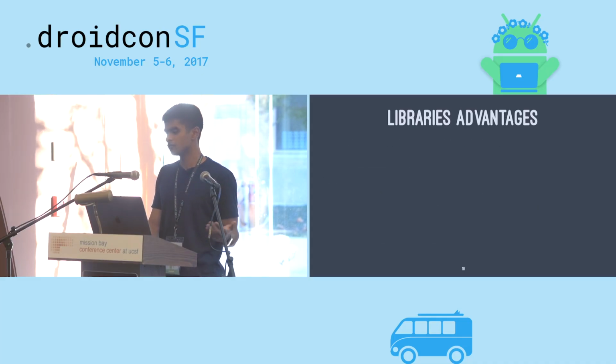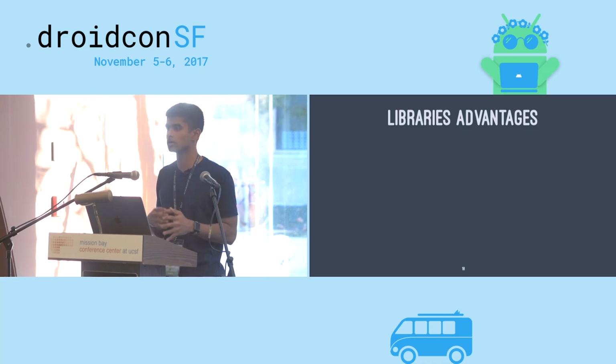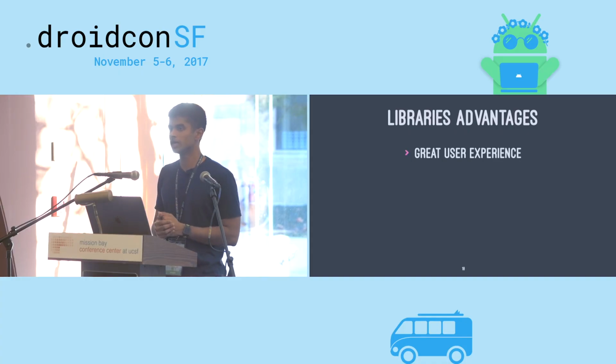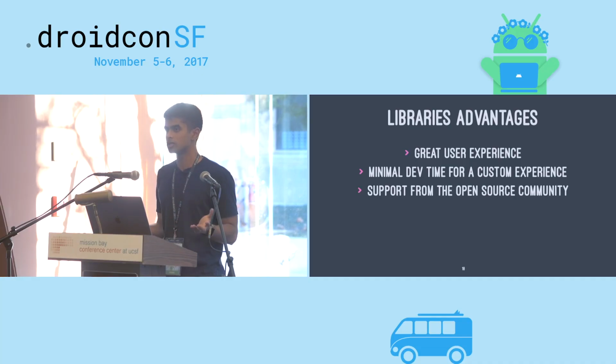So what are the advantages of using libraries? This was just one example of a library, and I personally like it, but the other two are constantly maintained. So you can use either one of them. So the first, it's a great user experience because you can build it into your app. You can basically drop the XML anywhere you want with any dimensions. Next, minimal dev time for a custom experience compared to when you use native. It'll take you a lot more time. Then support from the open source community.